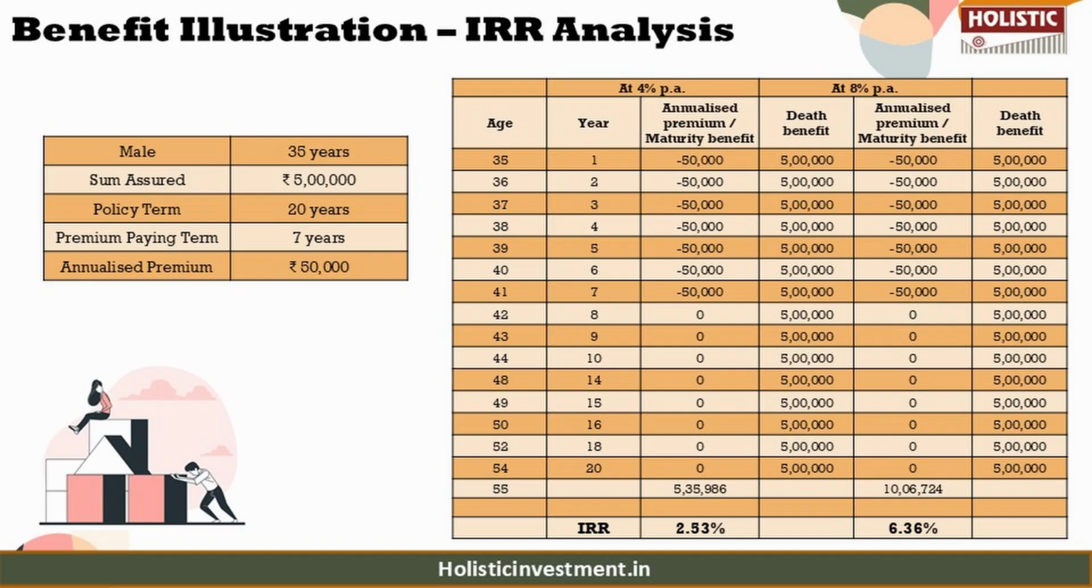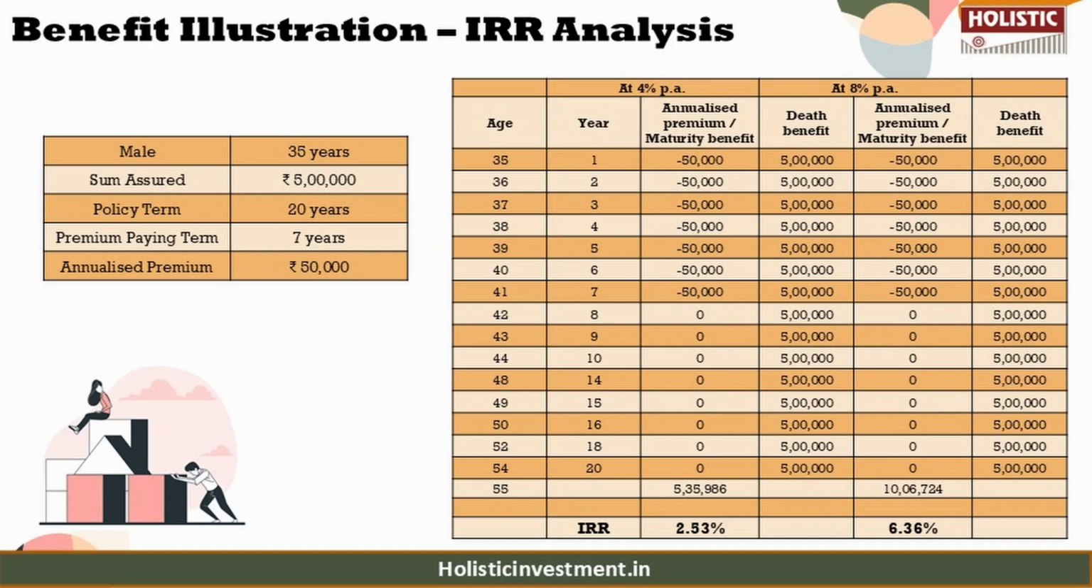Since the policy is focused on wealth creation, the maturity benefit will be payable at the end of the 20-year term. Here, based on the assumed returns of 4% and 8% per annum given in the brochure, just to project how the outcome of a worst case scenario and a best case scenario can differ. As an example, let us see what the returns have been. At 4% return, the fund value is 5.35 lakhs with an IRR of 2.53% as per the policy's maturity calculator.